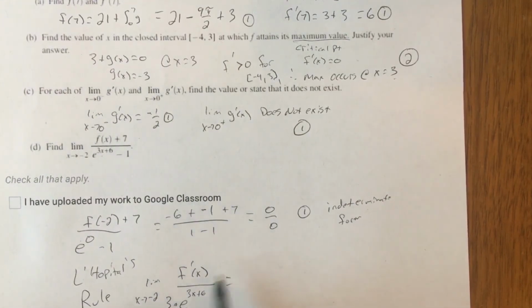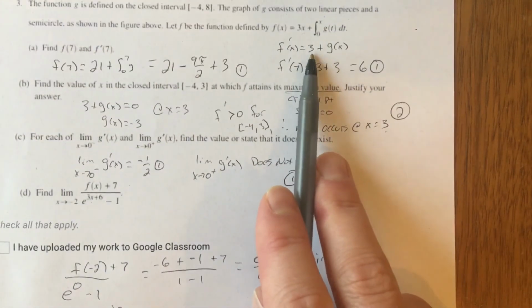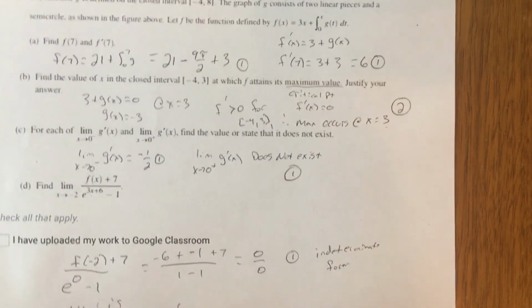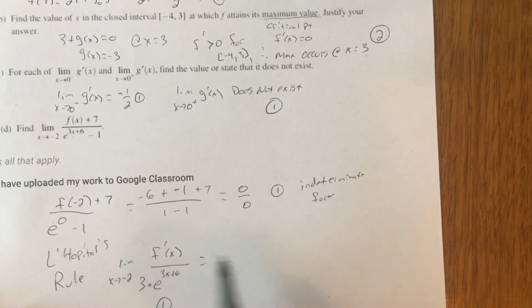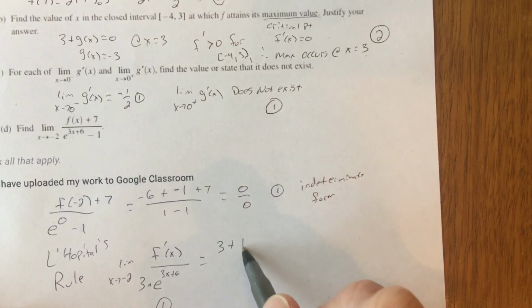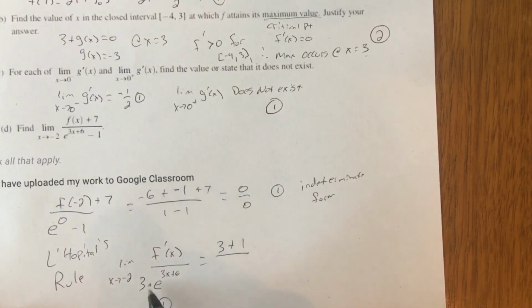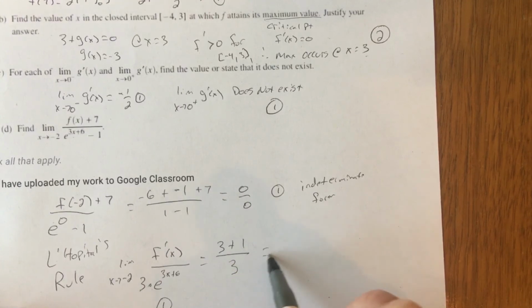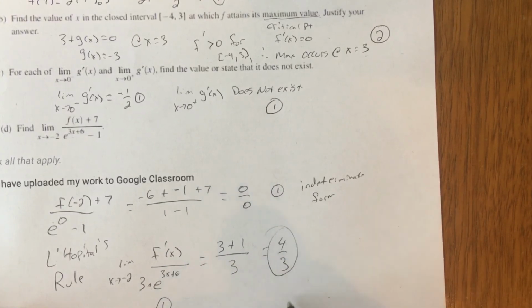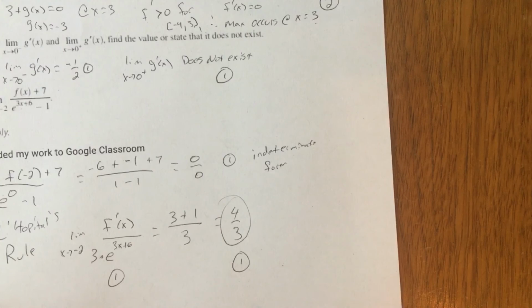Now our job is to figure out what this equals. So f prime again is 3 plus g of x. So f prime of negative 2 would be 3 plus g of negative 2, which is 1. And then this is going to be 3 times e to the 0. So 3 times 1 is 3. We end up with 4/3. And if you had 4/3 as your final answer, you get a last point.